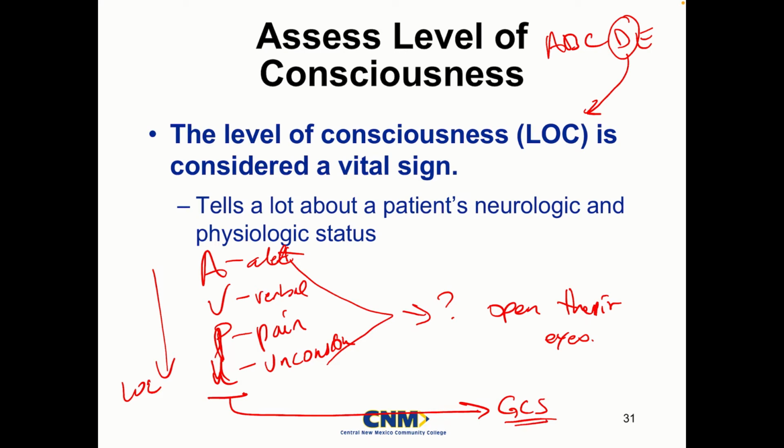Think of the GCS score as being the next level of assessment in depth of their level of consciousness. What if they did open their eyes to verbal? It doesn't mean they speak. It doesn't mean that they understand what you're talking about. We can further assess their consciousness, their neurological status, after we've determined what their level on AVPU consciousness is.